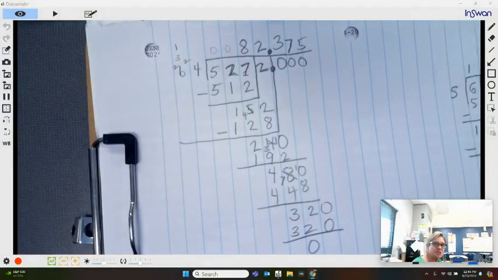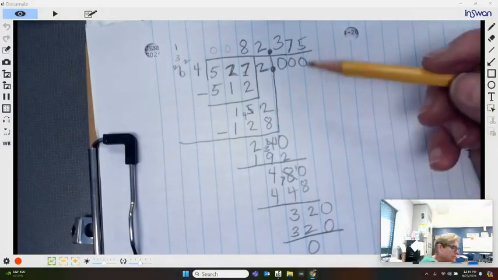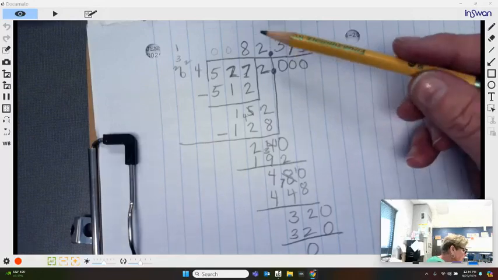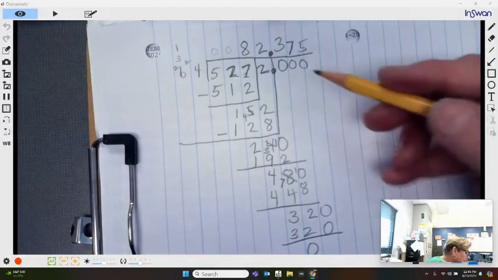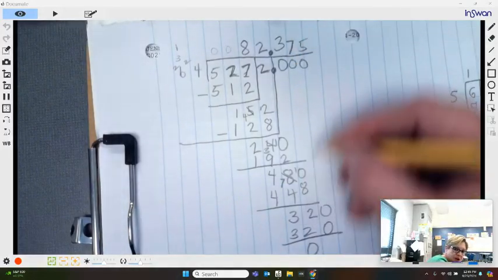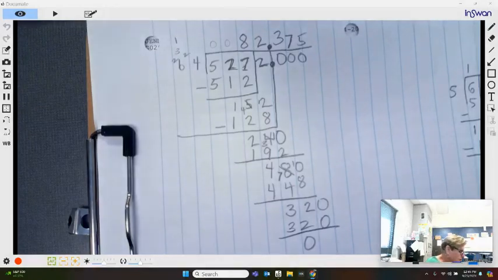So the quotient is the answer, and if you notice how I lined it up, I've got 82.375 for my answer. And where we annex the zeros, notice we just kept going. You know you're done when either it becomes even and you subtract and get 0, or you have a repeating value. That's what signifies you being finished with your division problem.